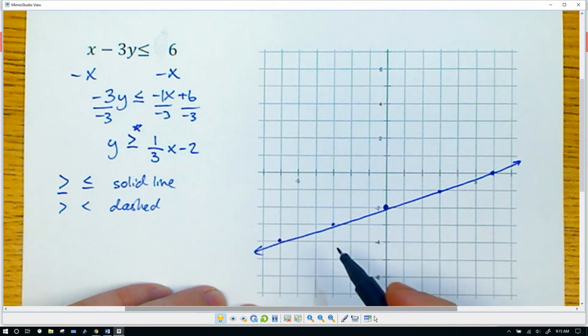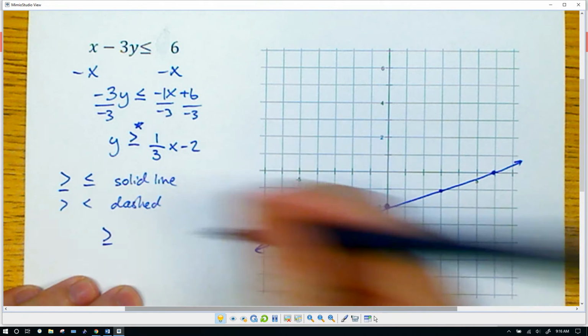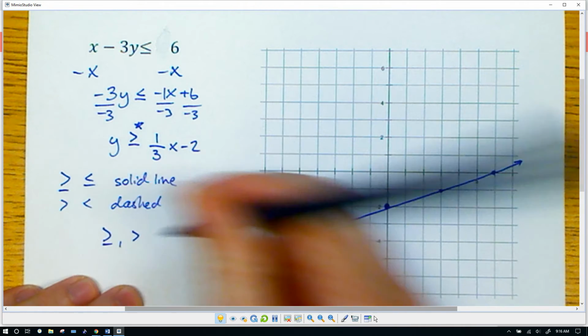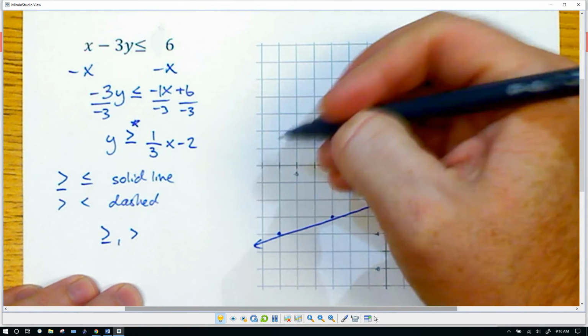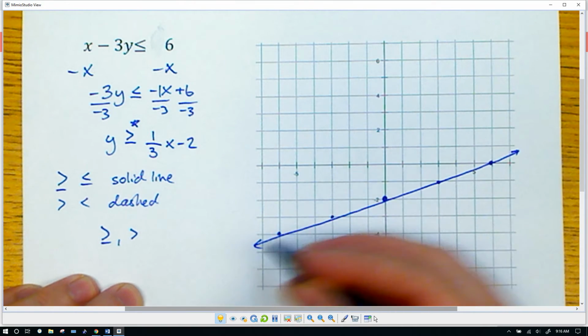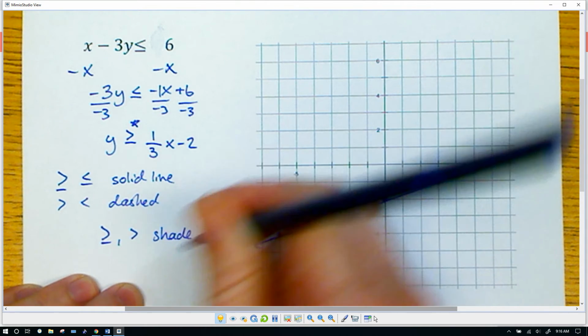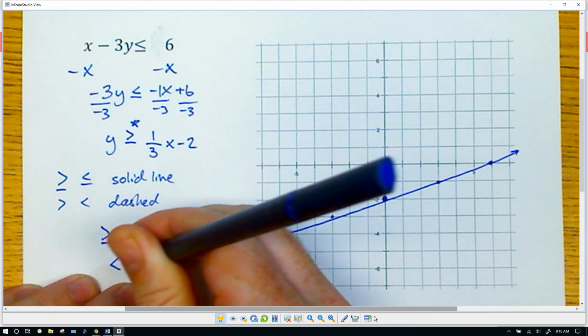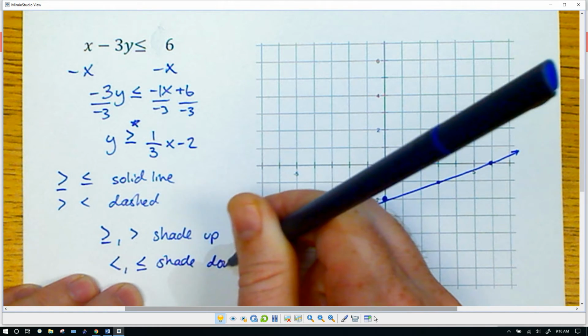So now I need to choose a point of where to shade. Actually, that's what we did last time. I'm going to show you your shortcut. Here's your shortcut. If I've got greater than or equal to, or I've got just greater than, stuff that's greater than is above, and I'm going to shade everything above this line. So I'm going to shade up. If it's less than or less than or equal to, you shade down.